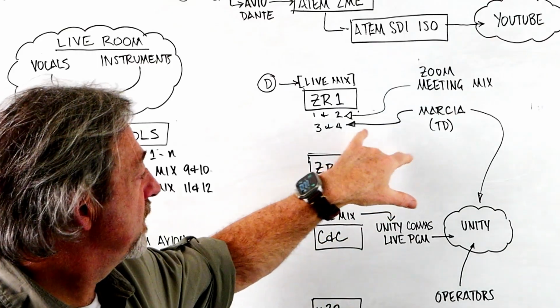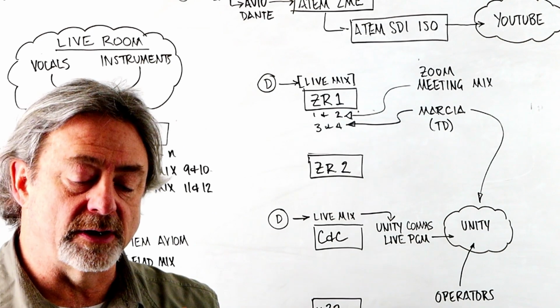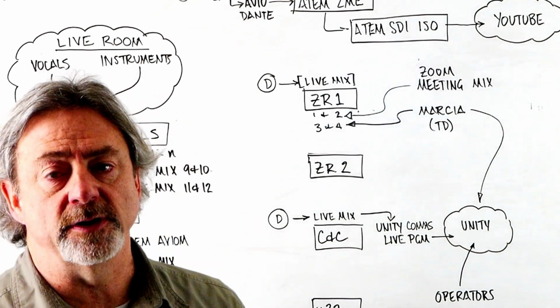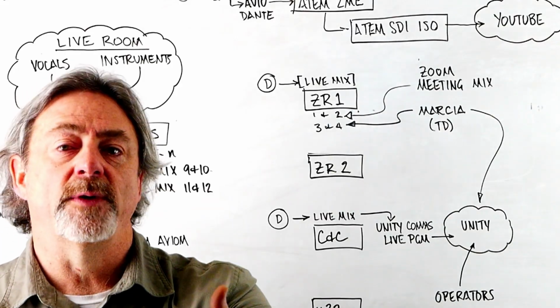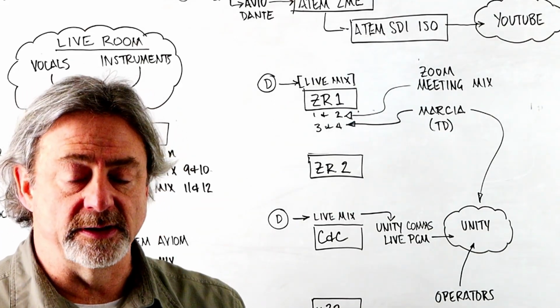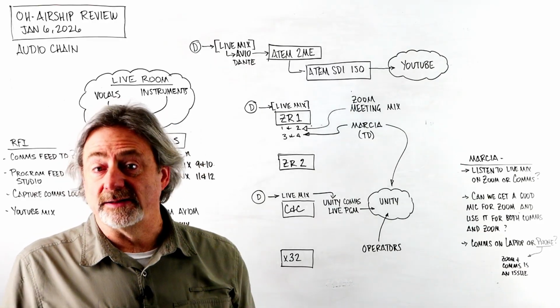So Marcia connected into Zoom. One of the challenges we encountered is her laptop. I think it was using her laptop microphone, and it was far enough away. I suspect, and we'll follow up with her on this, that she was using Unity on her iPhone. That makes a lot of sense.